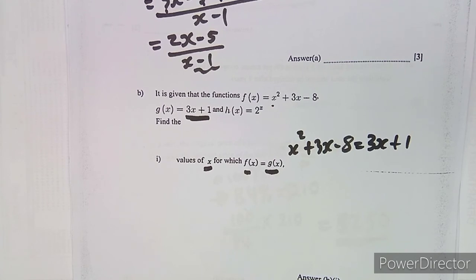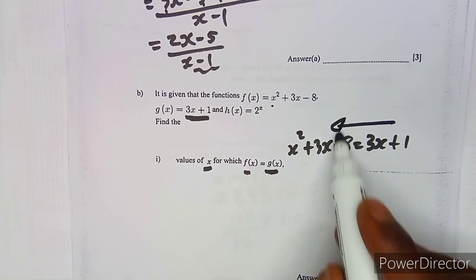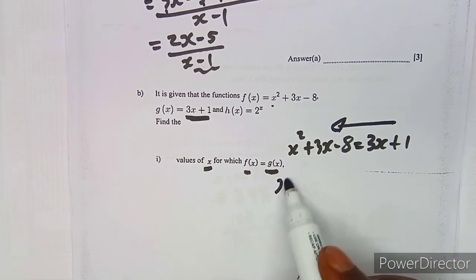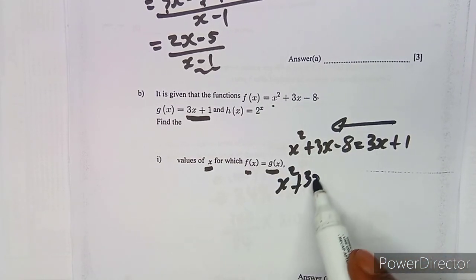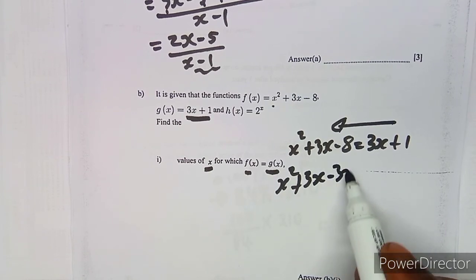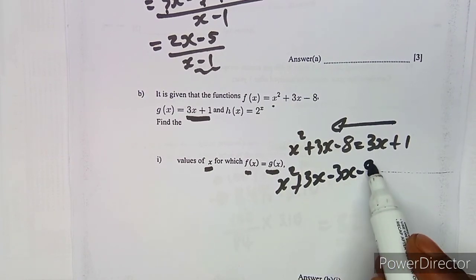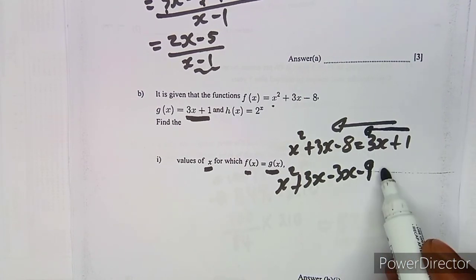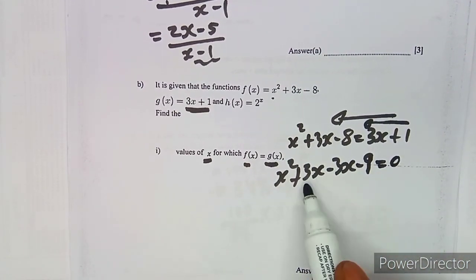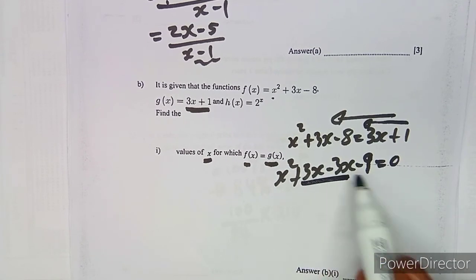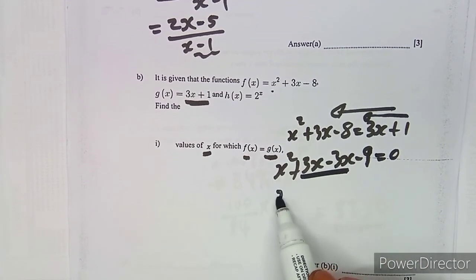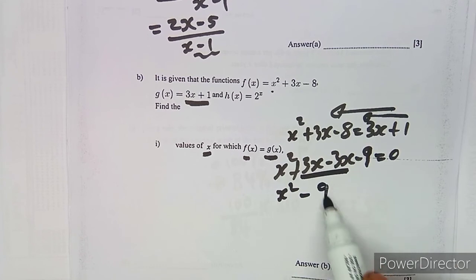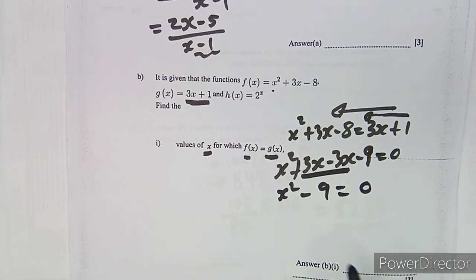As you can see, this is now a quadratic equation that I can solve. You can take these terms to one side of the equation: x squared plus 3x minus 3x, minus 8 minus 1, which is negative 9. The 3x and 3x cancel each other, so we are left with x squared minus 9 is equal to 0.